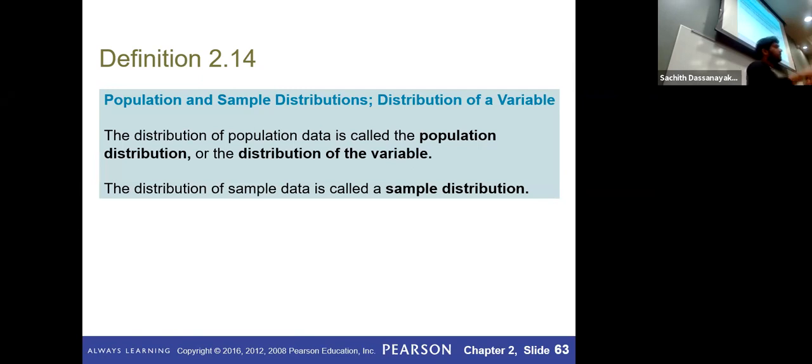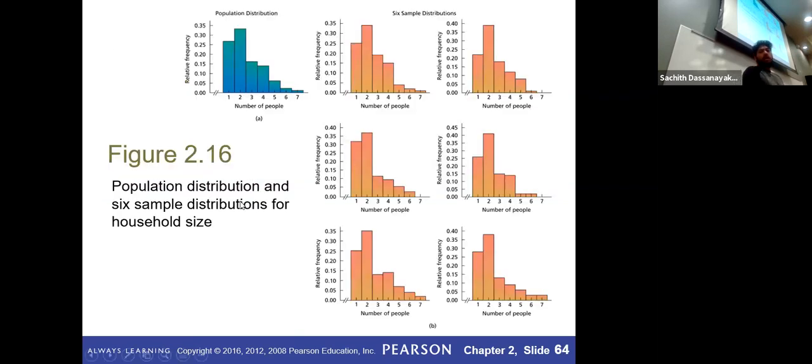Please try to remember those two names because you will need them later. If I tell you we are dealing with sample distribution, or to find the sample distribution, you should know the meaning of sample distribution: the distribution based on sample data, which means you are dealing with samples. This is the difference between population data and sample data.